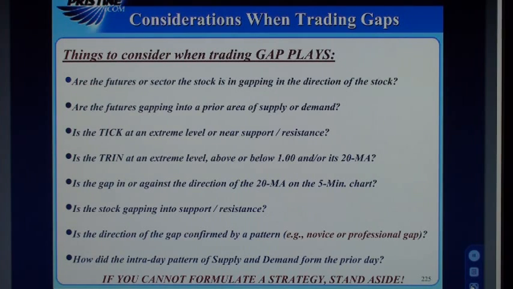Is the tick at an extreme level or near support or resistance? Is the trend at an extreme level, above or below one or its 20 MA? Is the gap in or against the direction of the 20 MA on the 5-minute chart? In other words, are you trading against the trend or in the direction of the trend? Is the stock itself gapping into support or resistance? Is the direction of the gap confirmed by the pattern, meaning is it a novice gap or a professional gap?